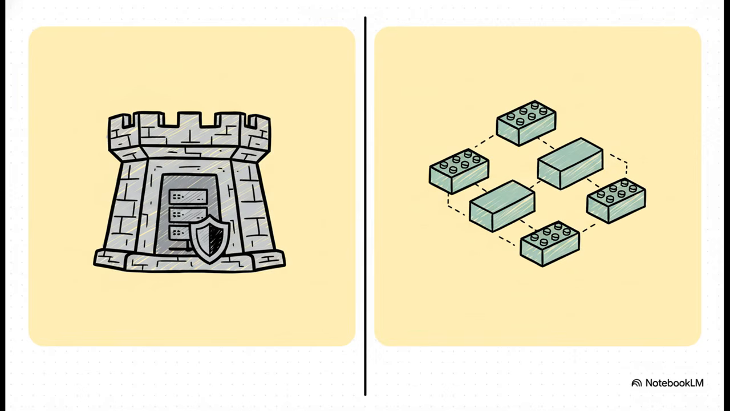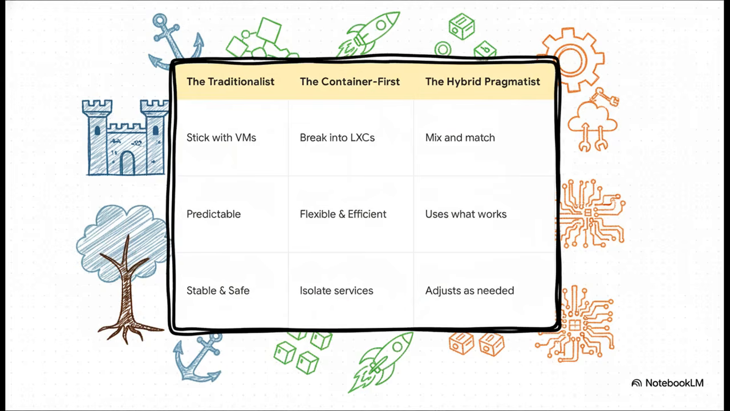On one side, you have VMs. Think of them like secure, isolated castles. Each one is a full, separate computer with its own operating system. They're predictable, but they're heavy. On the other side, you've got LXC containers. They're more like Lego blocks. They're super lightweight, they're flexible, and they all share the main server's foundation, which makes them incredibly efficient. And this choice pretty much splits people into three different philosophies. First, you've got the traditionalist, who just sticks with what they know: stable, predictable VMs.